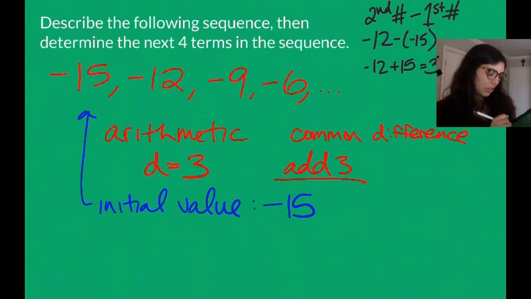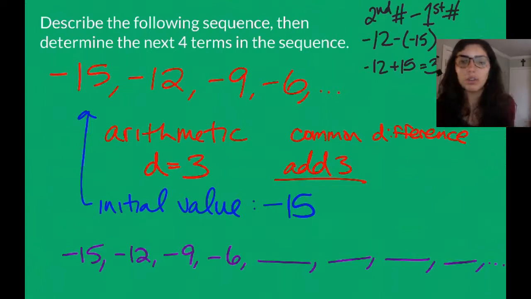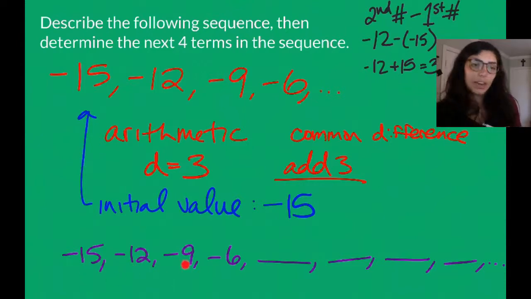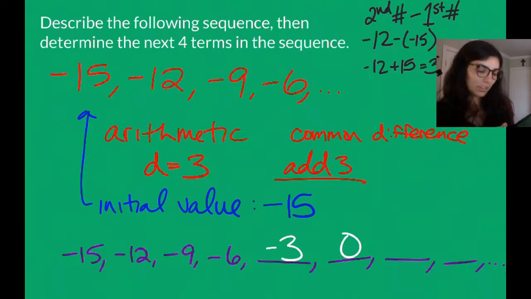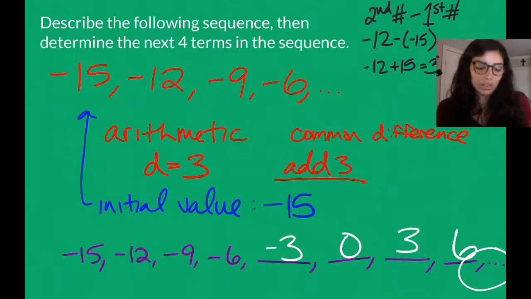And if we wanted to finish the sequence out, add 4 more numbers to the sequence, all we would need to do is continually add 3 to create the next few numbers in the sequence. So let's do it. We've added 3, added 3, added 3. So negative 6 plus 3 is negative 3. Plus 3, 0. Plus 3, 3. Plus 3, 6. And on and on. Again, the ellipses are there because the sequence does keep going. I just wrote out the next 4 numbers in the sequence.